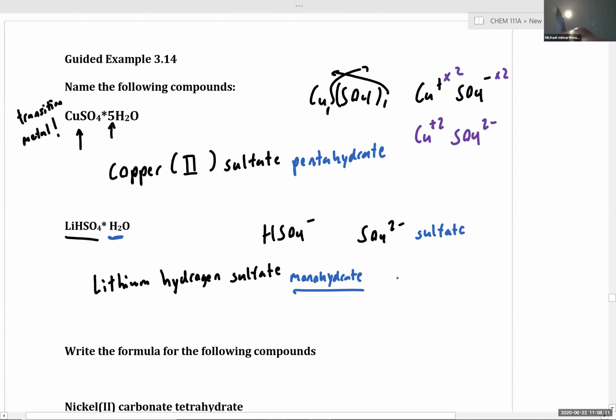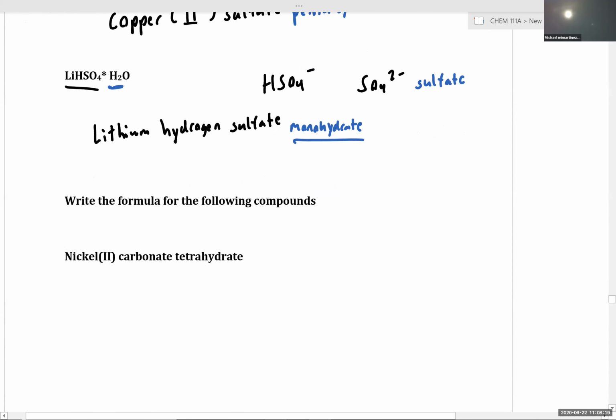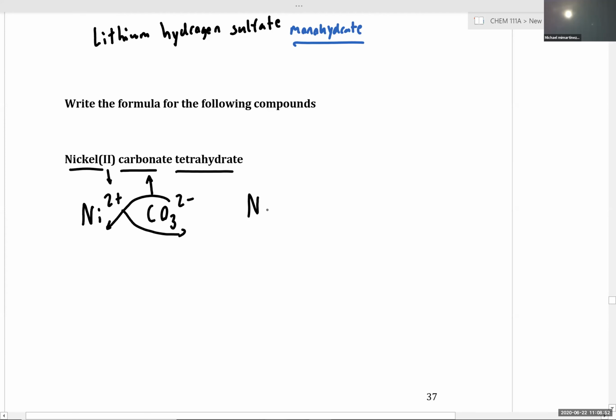So let's do another example, this time where we're writing the formula of a hydrate from the name. Okay, so we're given the name nickel 2 carbonate tetrahydrate. So we know the charge of nickel is 2+. We know that carbonate has a formula of CO3 2 minus. Remember, the 2+ for nickel was obtained from this Roman numeral. Okay, so first let's focus on the ionic compound. We cross our charges into the subscripts, and that in turn gives us Ni2CO3 2, and then we can simplify this to NiCO3. So this is nickel 2 carbonate.